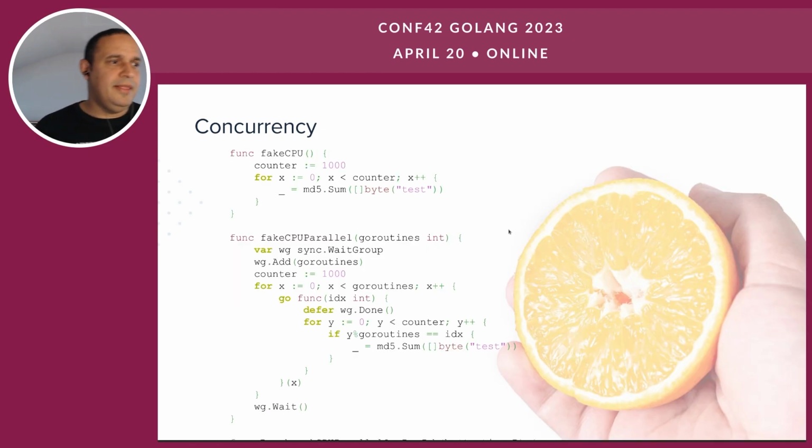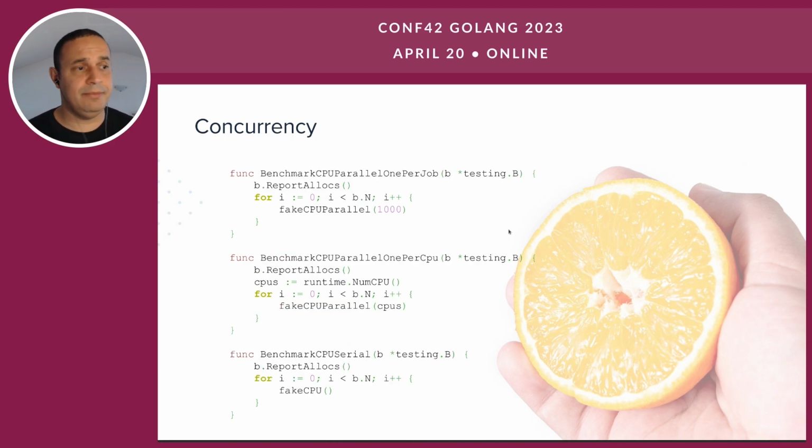So let's do another example. Let's play with the CPU. I create a fake CPU function that is going to consume CPU. Basically, it's doing MD5 sums. Again, a method to run that in parallel, and now I'm running that in parallel for 1,000 goroutines, one per CPU, and in serial.